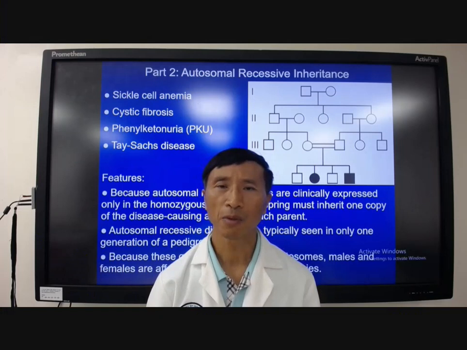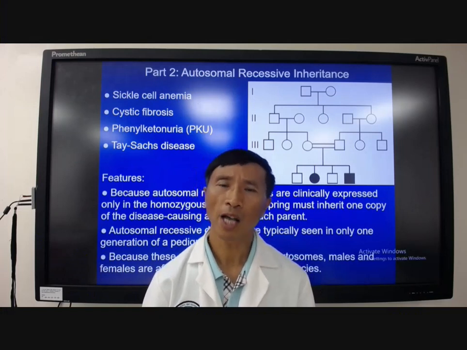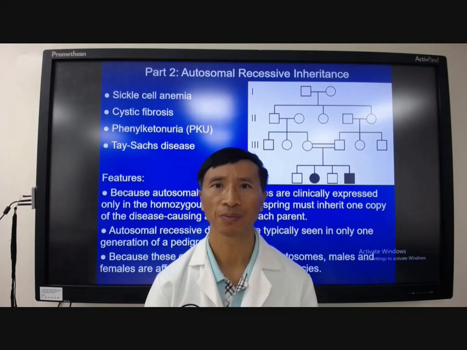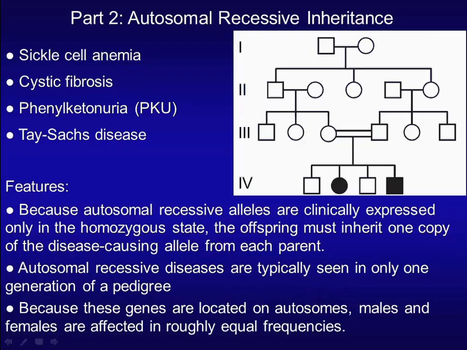Now, let's move to part 2. We will look at autosomal recessive inheritance. Here are some well-known disorders that follow autosomal recessive inheritance. We have covered all of them before. People with autosomal recessive inheritance inherit one copy of the disease-causing allele from each parent.